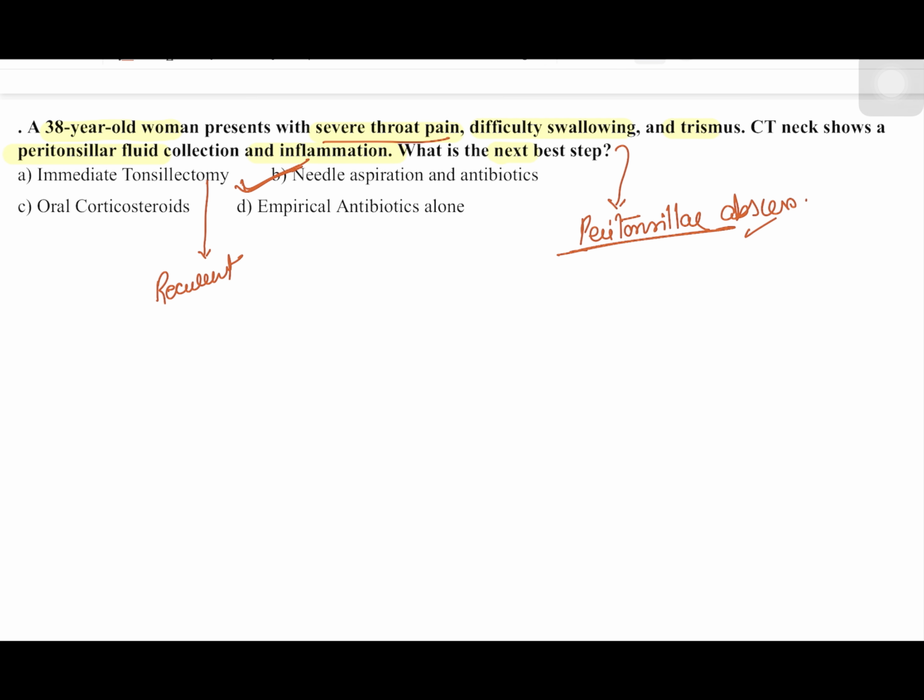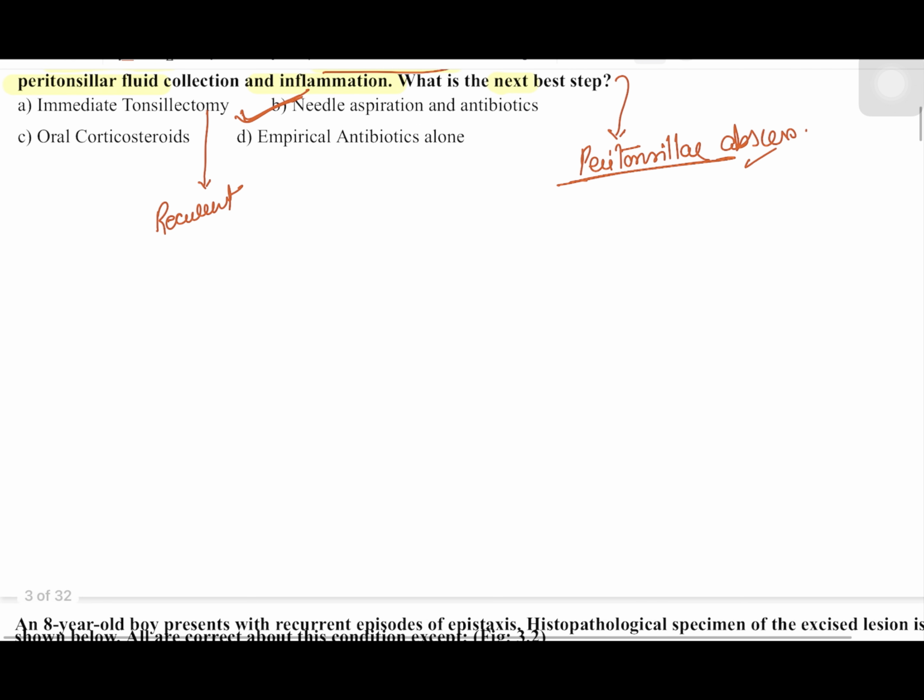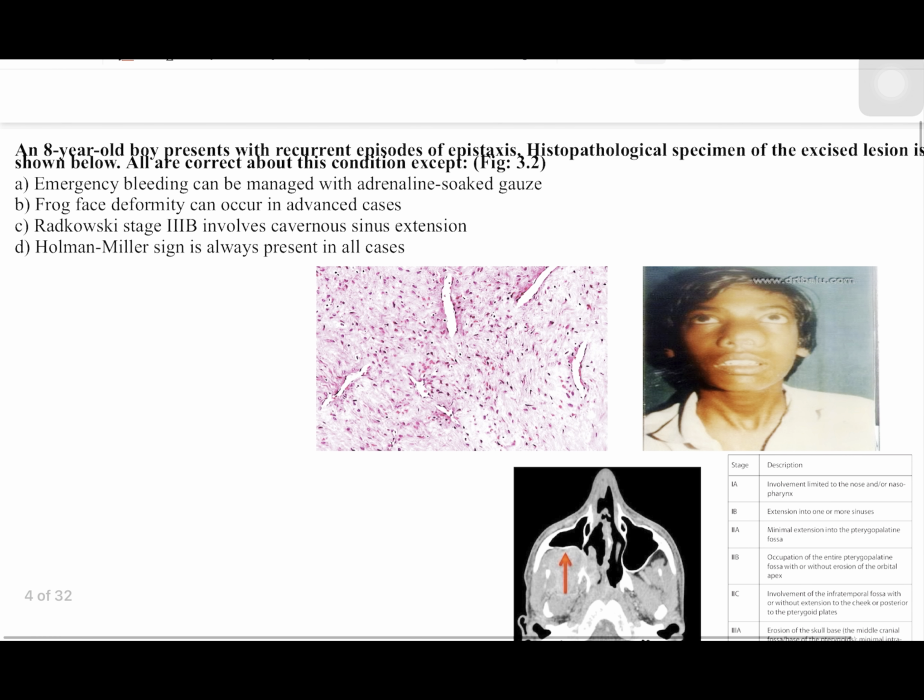So the first and best initial treatment in this case will be needle aspiration. Then I will send this pus for culture, and then I can give antibiotics, which will also help me suppress the inflammation and the symptoms. So the correct answer is needle aspiration and antibiotics.